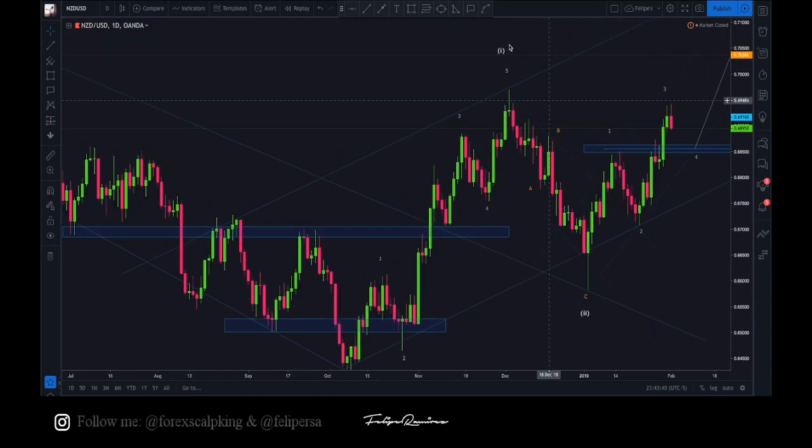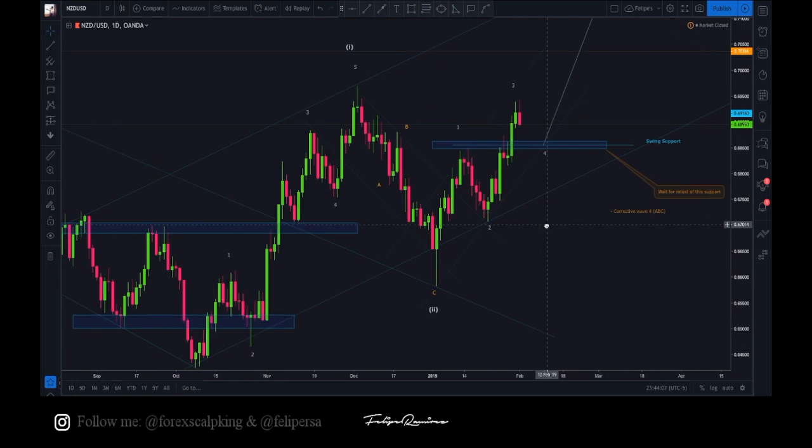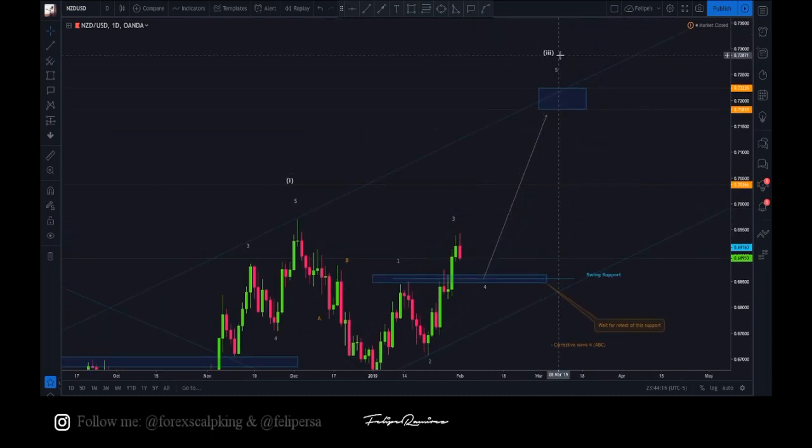Okay, so that's where we got this wave 1. Once again, 1, 2, 3, 4, 5, 1, just like we got down here. Then again, ABC, that's big ABC, big corrective wave number 2, and now we're pushing toward big impulsive wave number 3. Okay, what have we gotten so far? We've got a 1, 2, 3 of that bigger third wave.